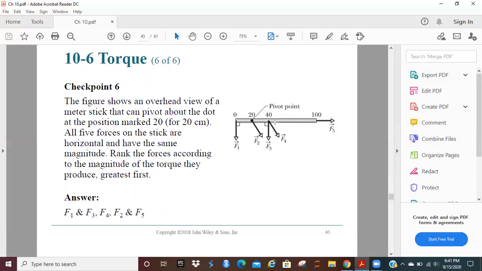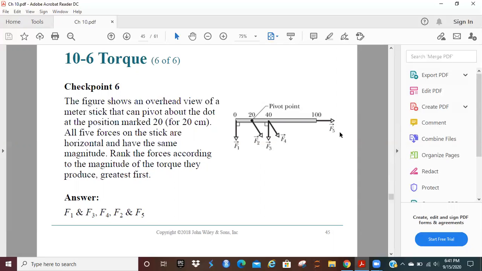Then if you look at the others, what about 2, 4, or 5? Both 4 and 2 are probably close to the same angle away from the arm. But this one over here is going to be a little further out along the arm than this one. Because of that, you're going to be putting F4 first, and then F2 is going to be next to last because it's close to the pivot point.